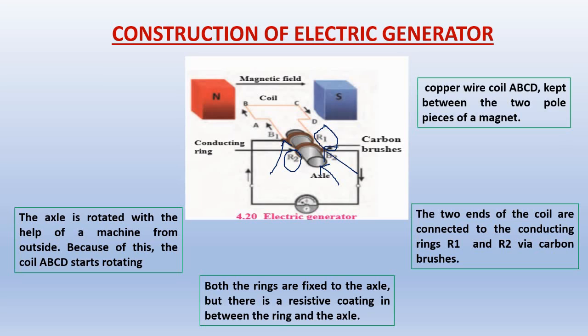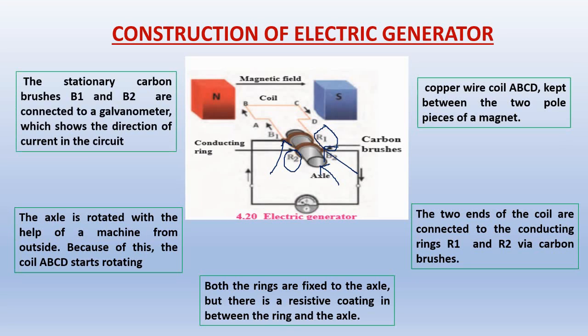Now this whole thing, the coil, the magnetic poles, the rings, is the internal circuit of an electric generator. This axle will be rotated with the help of the machine from outside, and because of this the coil ABCD starts rotating, and in this way we get mechanical energy. The stationary carbon brushes B1 and B2 are connected to a galvanometer which shows the direction of the current in the circuit.